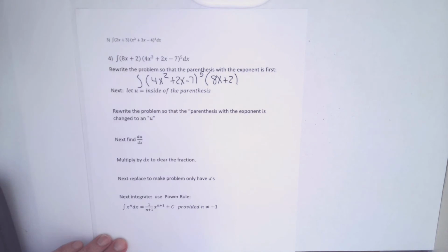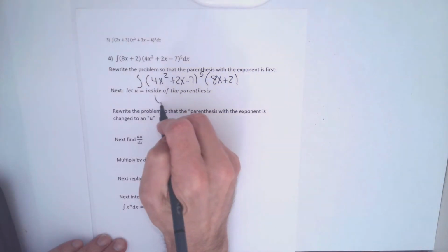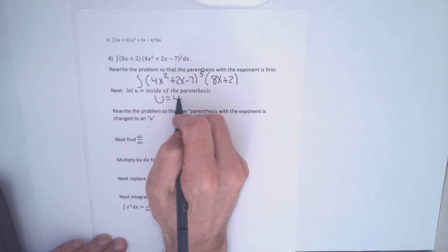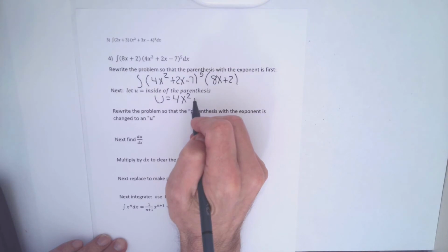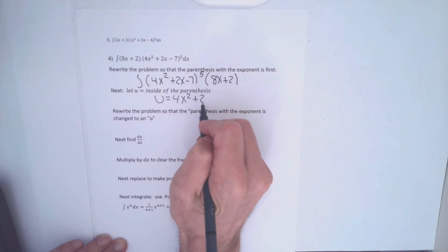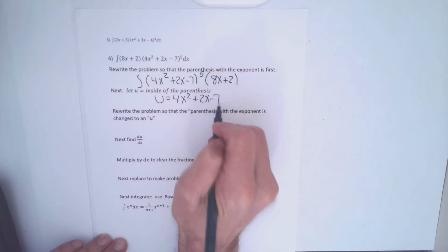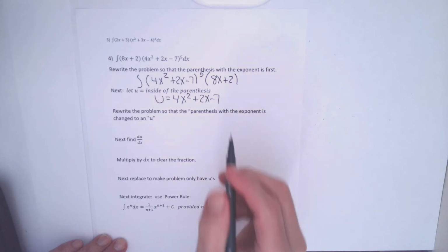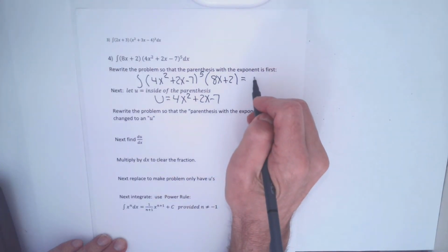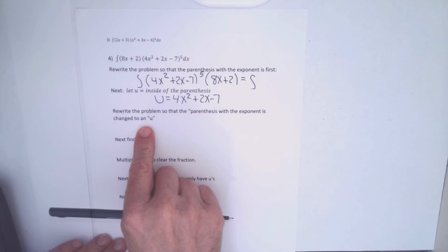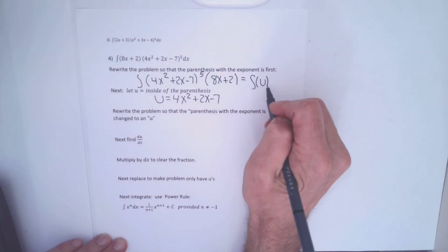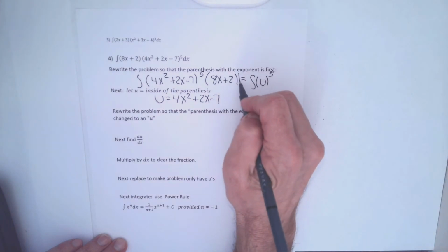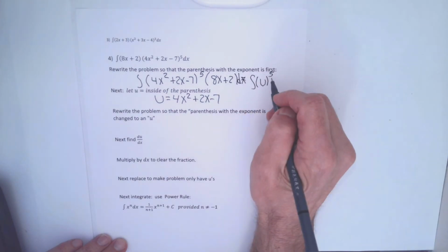Anytime I have a parentheses with an exponent that I don't want to clear, I need u substitution, and u I always make the inside of the parentheses with the exponent. So in this case, u is going to be 4x squared plus 2x minus 7. I'm going to rewrite the problem so that the parentheses is changed to a u. Don't need the parentheses anymore, but it's nice to have it. I do need the dx that I neglected to write.